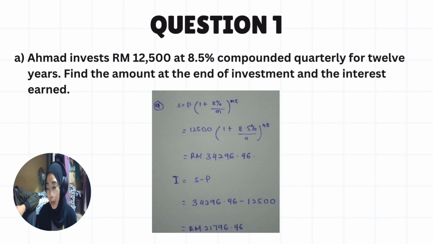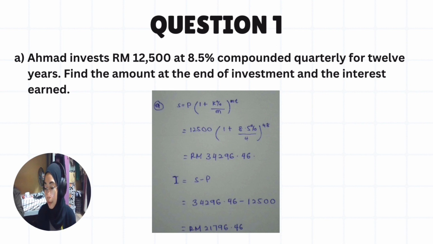For question 1a, Ahmad invested 12,500 ringgit at 8.5% compounded quarterly for 12 years. Find the amount at the end of the investment and the interest earned.